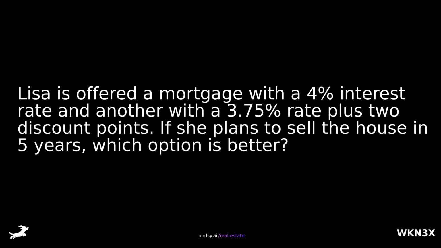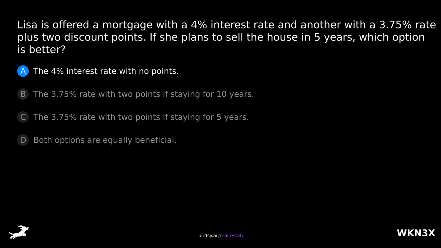Lisa is offered a mortgage with a 4% interest rate and another with a 3.75% rate, plus 2 discount points. If she plans to sell the house in 5 years, which option is better? Is it A, the 4% interest rate with no points, B, the 3.75% rate with 2 points if staying for 10 years, C, the 3.75% rate with 2 points if staying for 5 years, or D, both options are equally beneficial?